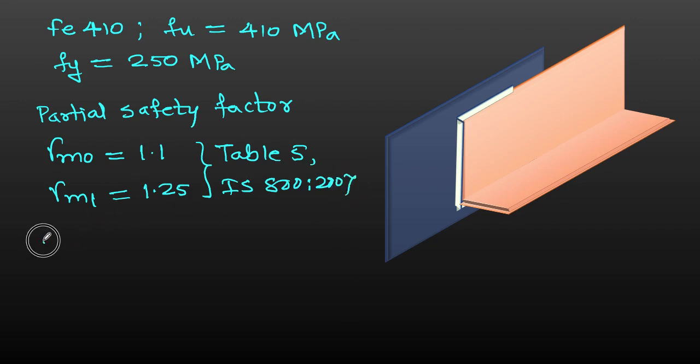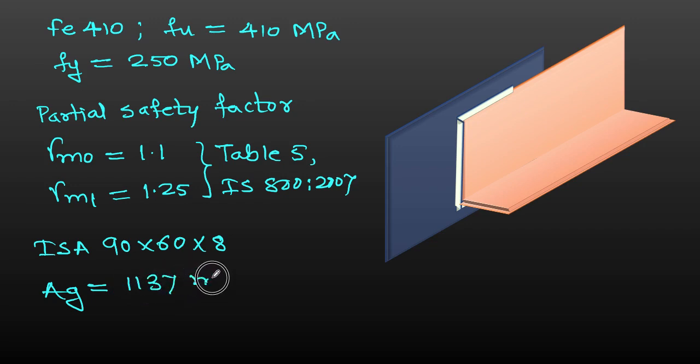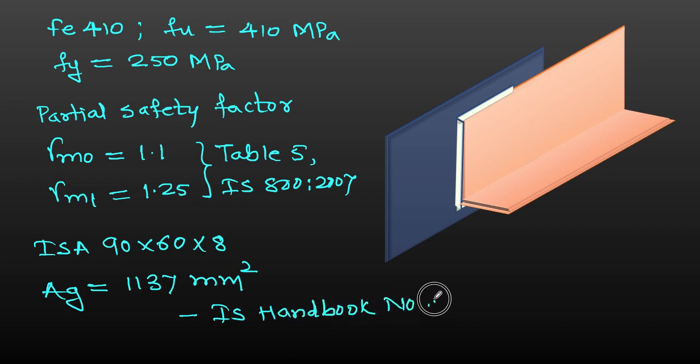Then we are using ISA 90 by 60 by 8. For this, its gross area we require, and this gross area is equal to 1137 mm square. Now from where will we get this gross area? It is given in IS handbook number 1, which is also known as SP 61, or it is given in the steel table, the book which we use, or we call it steel table. So this is its gross area.